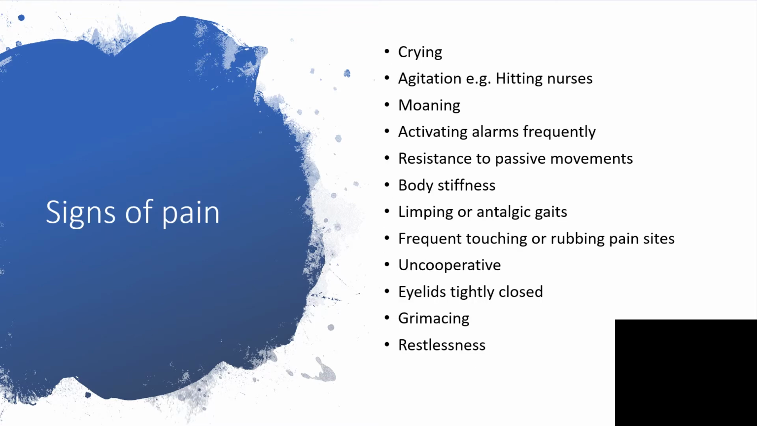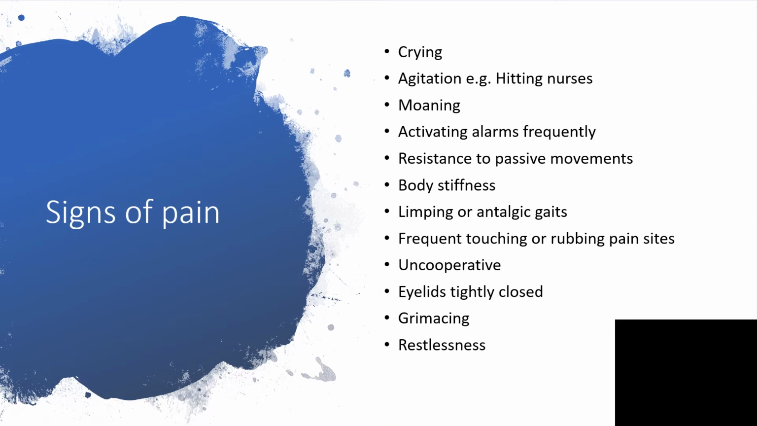What are the possible signs of pain? Okay, the individual could be crying, particularly children, and don't let me stop at that. It's not only children that could cry when they're in pain. A lot of people do. Agitation, like someone who could not express him or herself in the hospital, admitted, could be hitting nurses for no reason. That may be as a result of pain, particularly patients with dementia. There could be possible moaning, and some will be activating the alarm system more frequently.